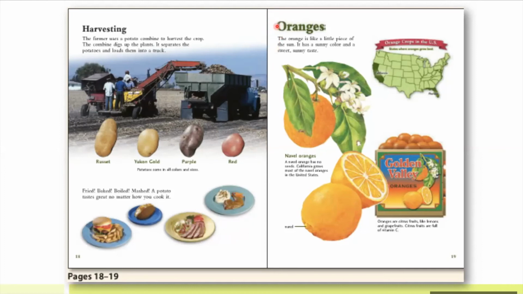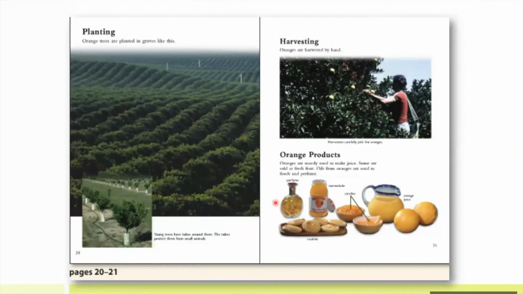Oranges. The orange is like a little piece of the sun. It has a sunny color and a sweet, sunny taste. Look at the picture of the navel oranges. A navel orange has no seeds. California grows most of the navel oranges in the United States. Planting. Orange trees are planted in groves like this. Harvesting. Oranges are harvested by hand.